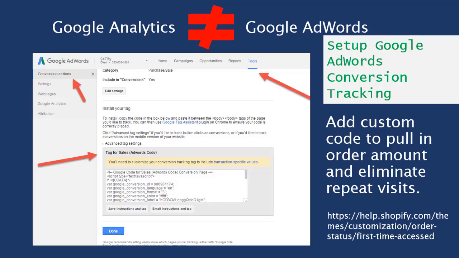All right, so to set up Google AdWords conversion tracking, here's a quick screenshot I want to show you. Go to Tools, go to Conversion Actions, and you find this tag. It is a pretty basic tag, but you do have to add some custom code in order to pull in revenue and eliminate repeat visitors. So again, I'm going to show you exactly how this is done, but from a high-level standpoint, I want you to understand analytics does not equal AdWords conversion tracking. AdWords tracking is very, very simple. You can see the tools, you can see the conversion action, but you have to add some specific code. So let's jump right in and show you how that is done.